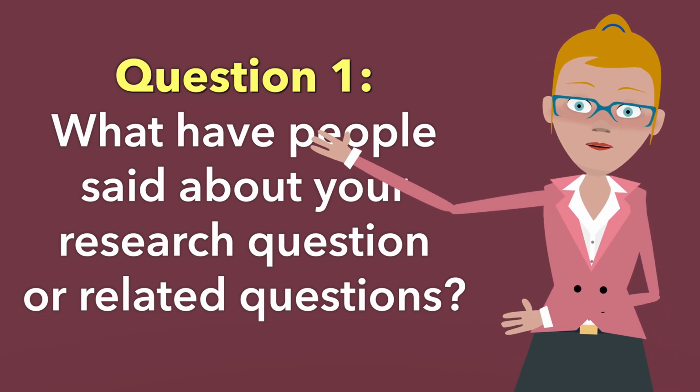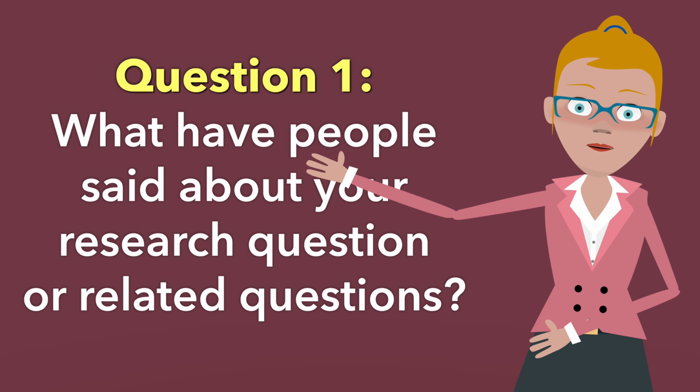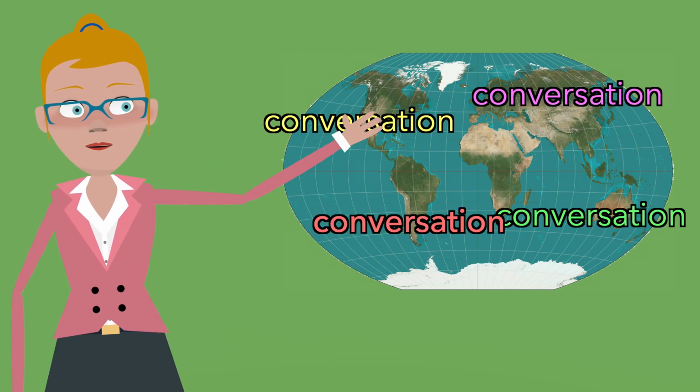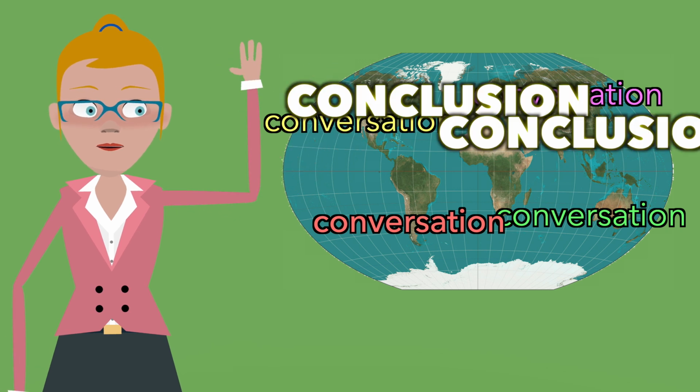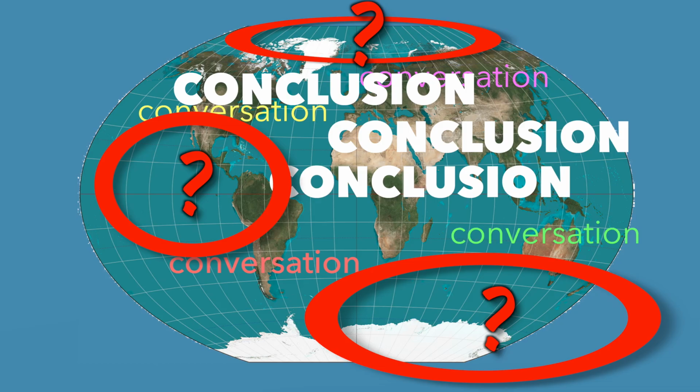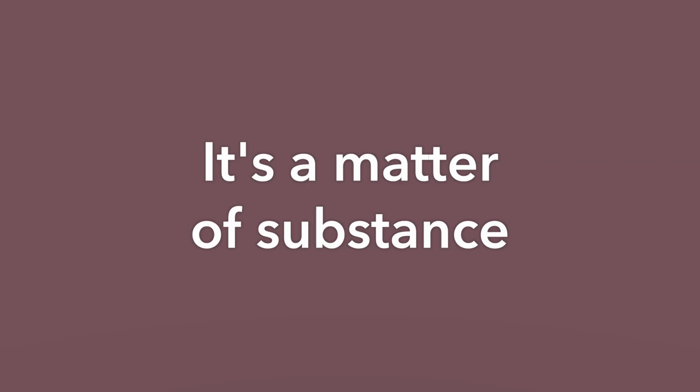When you ask, what have people concluded about your research question or related research questions? This is going to help you map out the conversations and conclusions that people have come to. You're able to see, well, where have there been oversights and gaps? And this is a substantive concern.